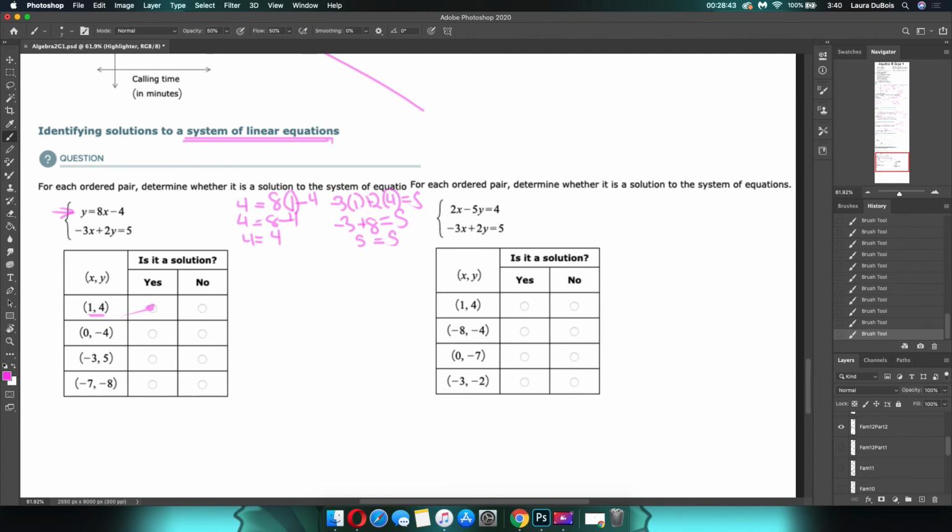Negative 4. So negative 4, is that equal to 8 times 0 minus 4? Yes, it is. So far it's a yes, because 8 times 0 is 0, so negative 4 equals negative 4. So far, so good. Now let's try for the other one. Negative 3 times 0, let's see here, plus 2 times negative 4 equals 5. Let's see if we get that once my computer catches up.